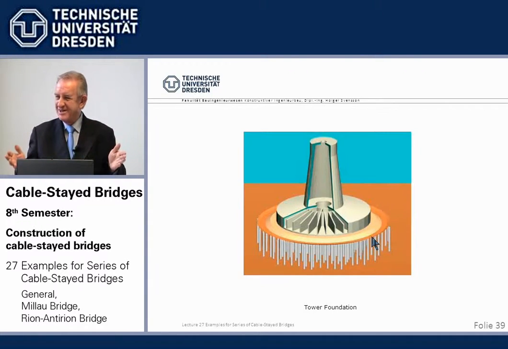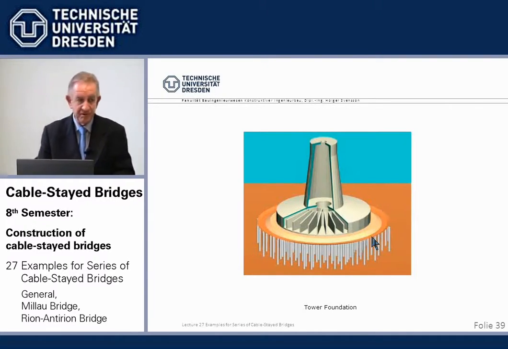I mean, what can you do? You can't take up 2 meters in a beam. Then you need sliding joints, and you don't want that. So that's the trick you should remember with the Rion-Antirion bridge.